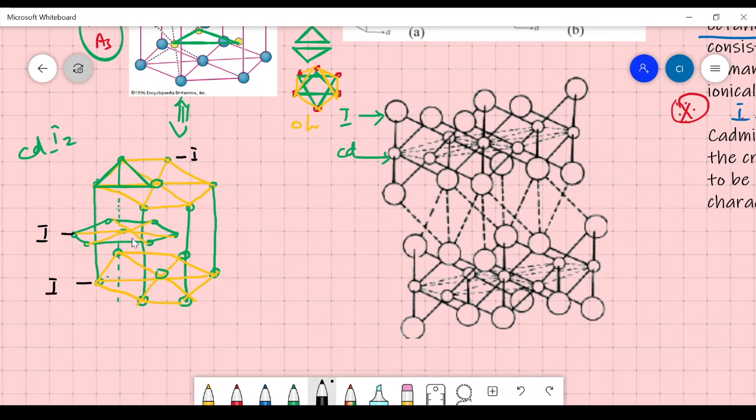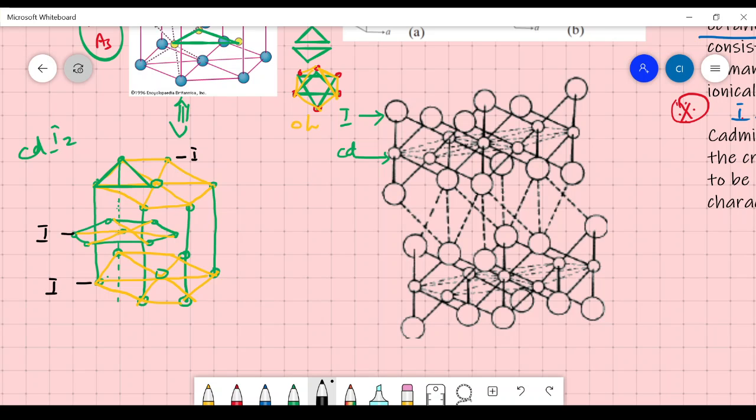But where is this cadmium layer located? The cadmium layer is to be just in between this. Remember the thing that I drew, CdI, CdI, Cd, that I gave.